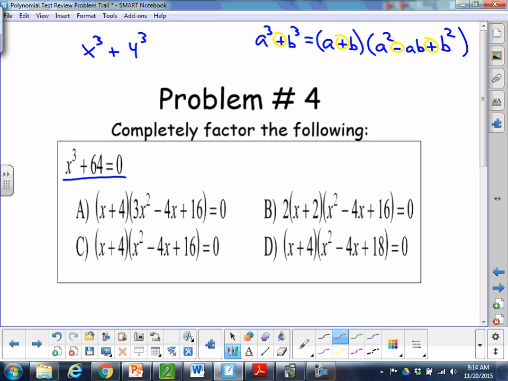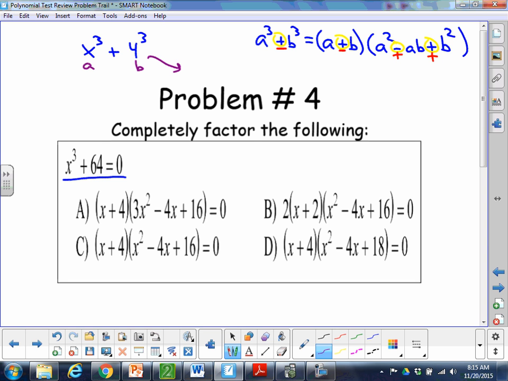So for instance, if this was actually a minus, then this one would be a minus to be the same. This would have to be the opposite, and this one would stay as a plus. Okay, so that's the two formulas, and this problem fits that. So we can go ahead and factor it out. This is really like our A and our B. Right, A is x and B is 4.